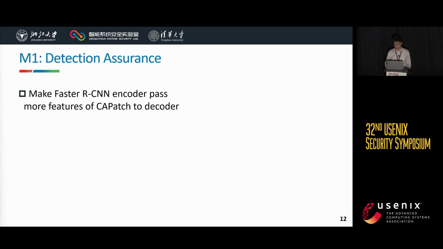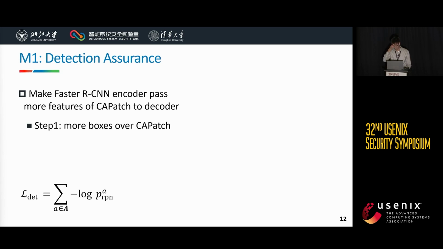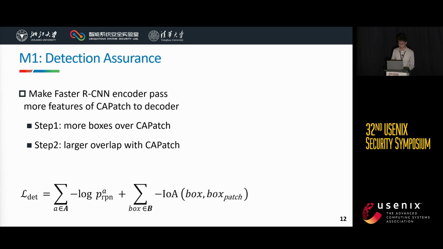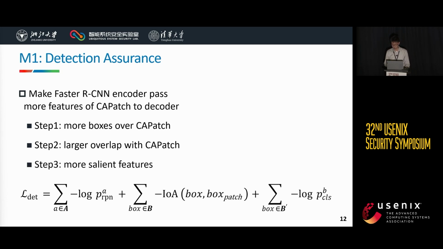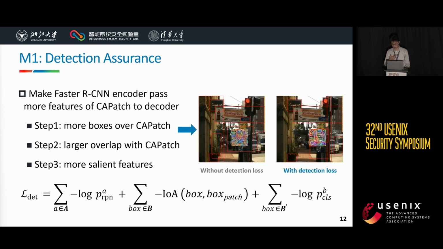Specifically, we realized the detection assurance module in three steps. First, we enhanced the region proposal scores to produce as many boxes as possible over the patch. Next, we enlarged the overlaps between the boxes and the patch. Finally, we improved the classification scores of the boxes to ensure that the corresponding features are salient enough to be passed to the decoder. As a result, we ensure that the encoder detects the patch and passes more features to the decoder, as shown in this picture.